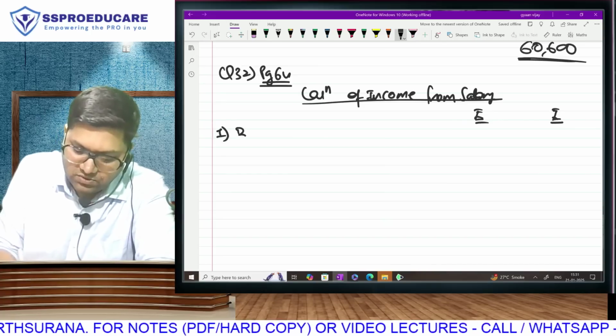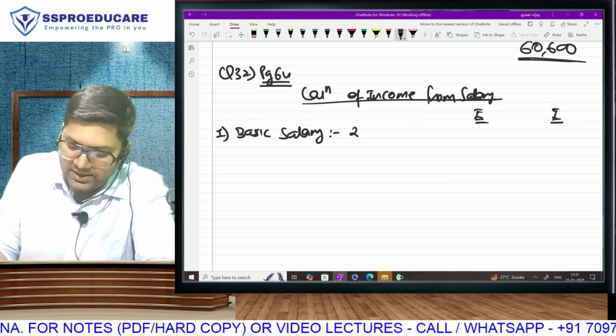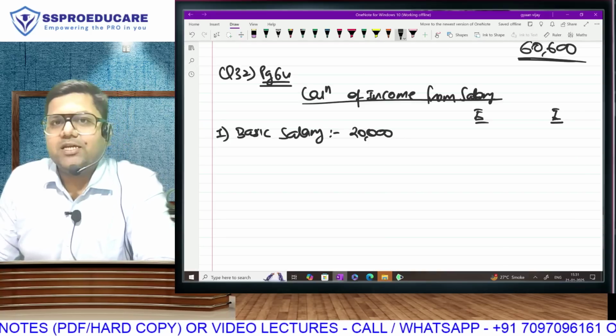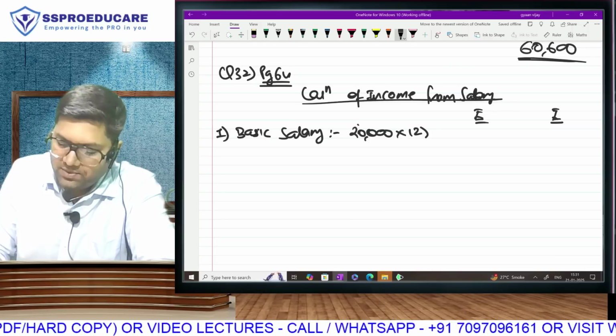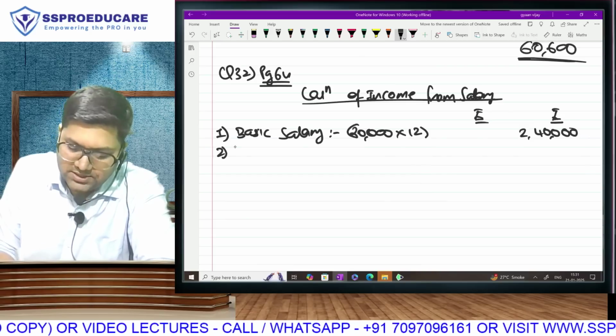For example, first thing given to us is basic salary. How much? 20,000 per month. Is basic salary fully taxable or is there some exemption? So do you realize what I am going to do? Directly write it in the outer column. Understood? Next is dearness allowance.